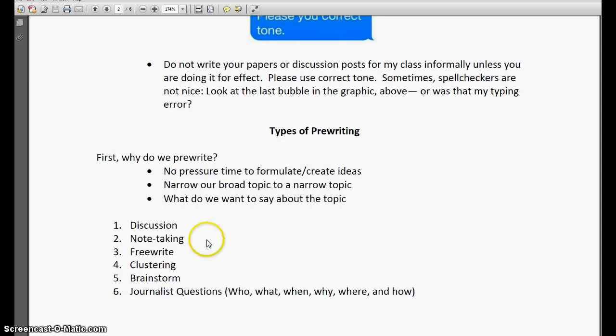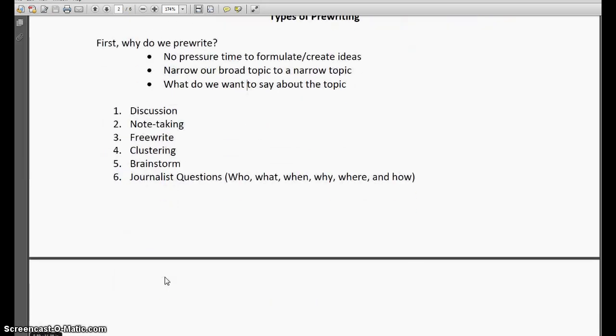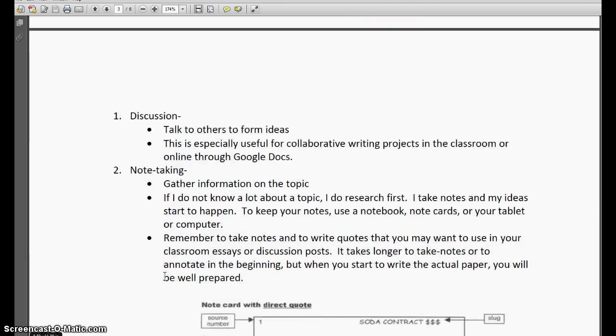There are many pre-writing strategies, but I'm going to talk about 6 of them. Discussion, note-taking, free write or free writing, clustering, brainstorm, and journalist questions. Journalist questions like who, what, when, where, why, and how. Okay, the first one, let's take a look at discussion.